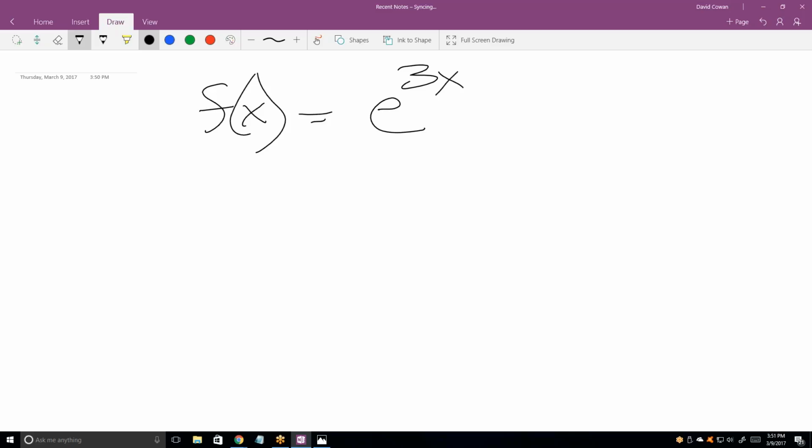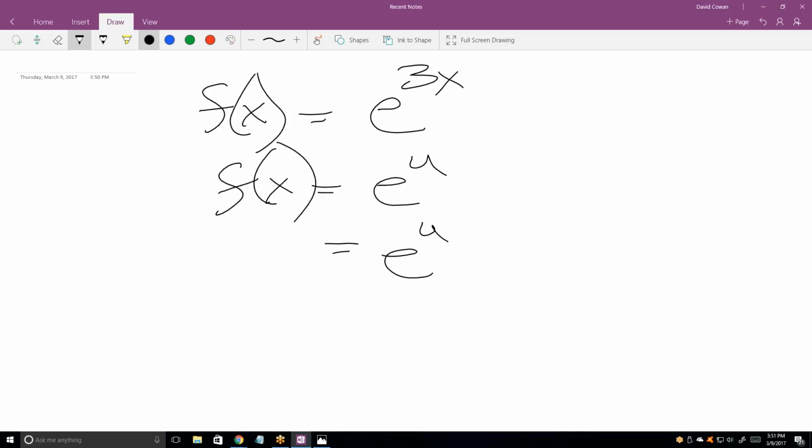What's the inside? 3x. Yeah, because if I make it e to the u, well, I know what the derivative of the outside is. It's e to the u. Now, what's the derivative of the inside? No, e is not the inside, this is the inside. So it's just 3. Okay, so the full derivative is 3, and now I resubstitute for u.